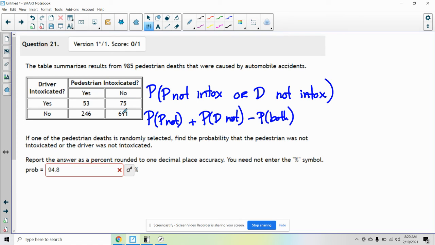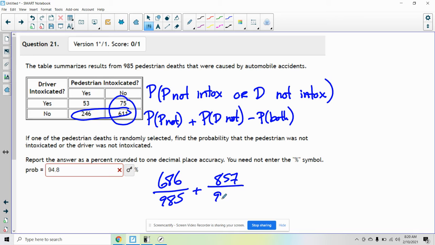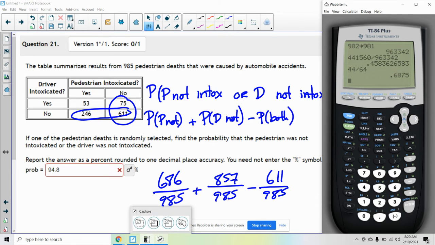So the probability of pedestrians not intoxicated is going to be these two added together. 686 over 985 plus the probability the driver was not intoxicated. That's going to be these two. That's 857 over 985 minus the one I counted twice, which is the 611. 611 over 985. So I'll put that in the calculator and we'll see what we get.